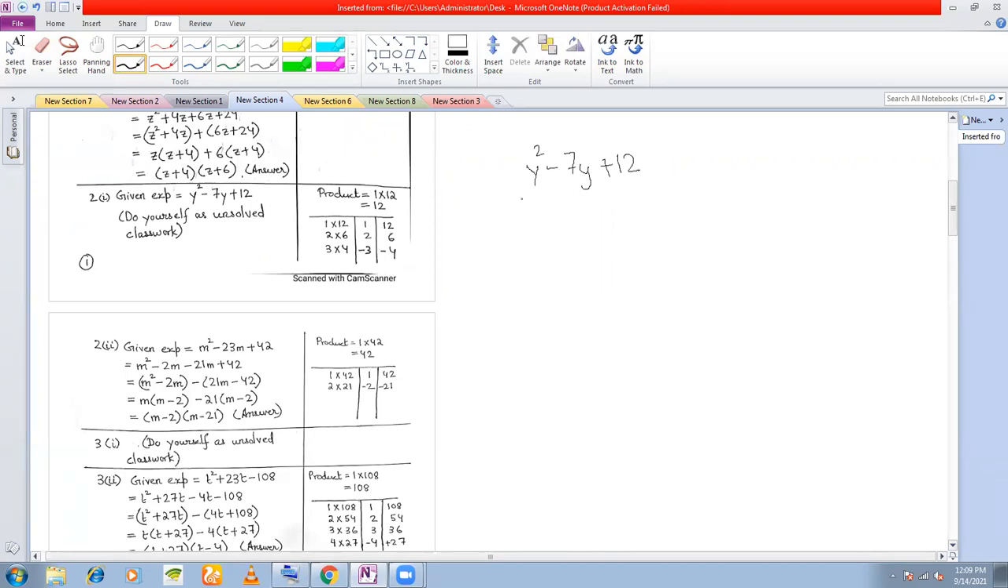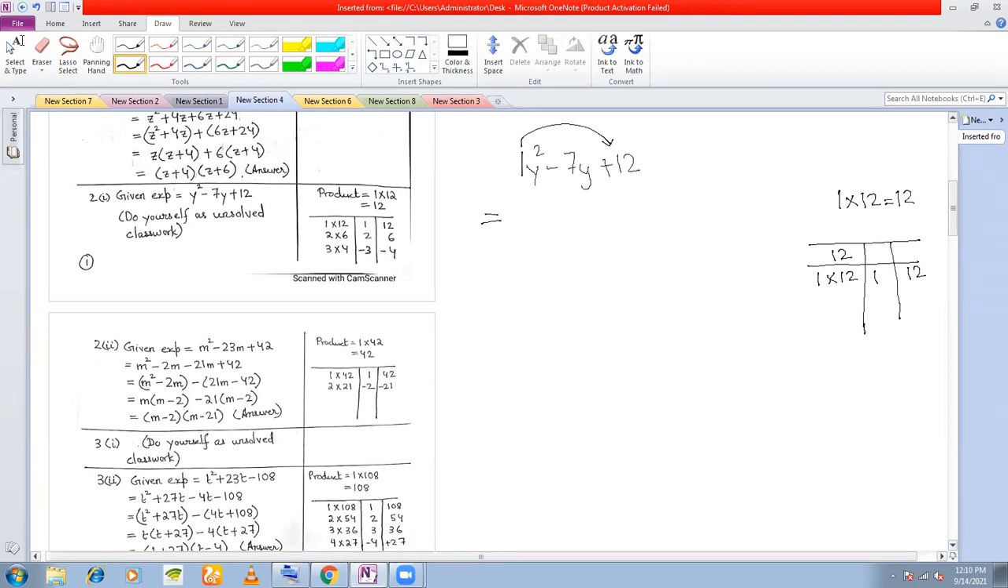Now, how do I factorize? You have the coefficient of y square as 1. You multiply these two. So 1 into 12 will give you 12. So now you need to break 12 into two factors. What are the factors? First 1 into 12. Can 1 and 12 give you minus 7 in any way? No, sir. Whatever sign you take, minus 1 plus 12 or plus 1 minus 12, it will not give you minus 7. So this is out.